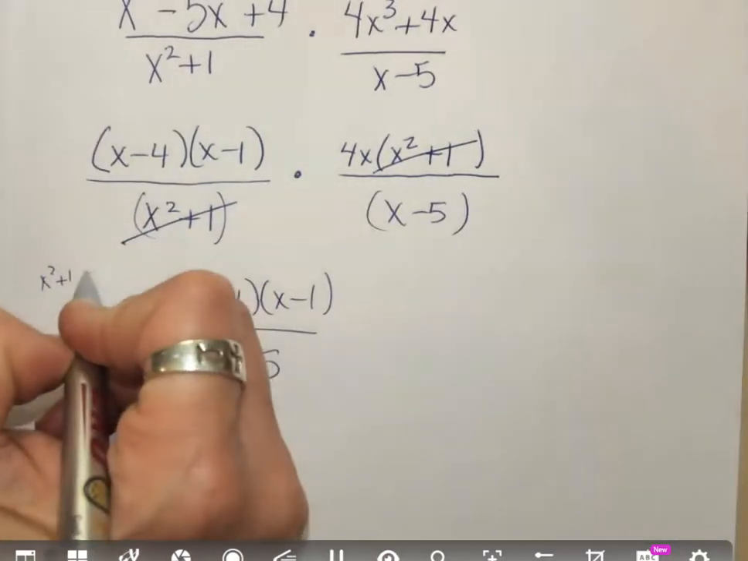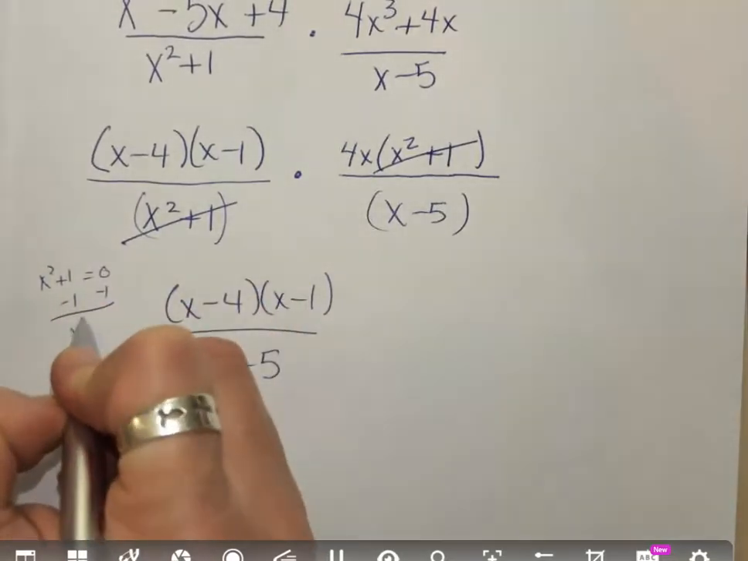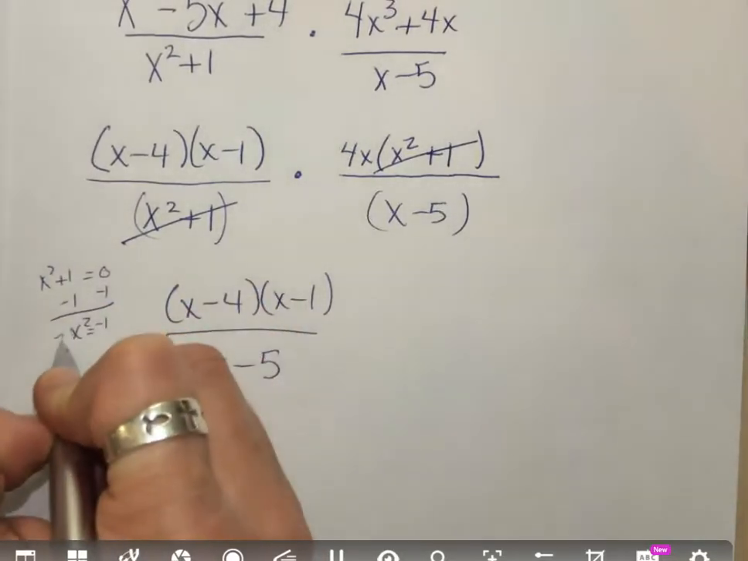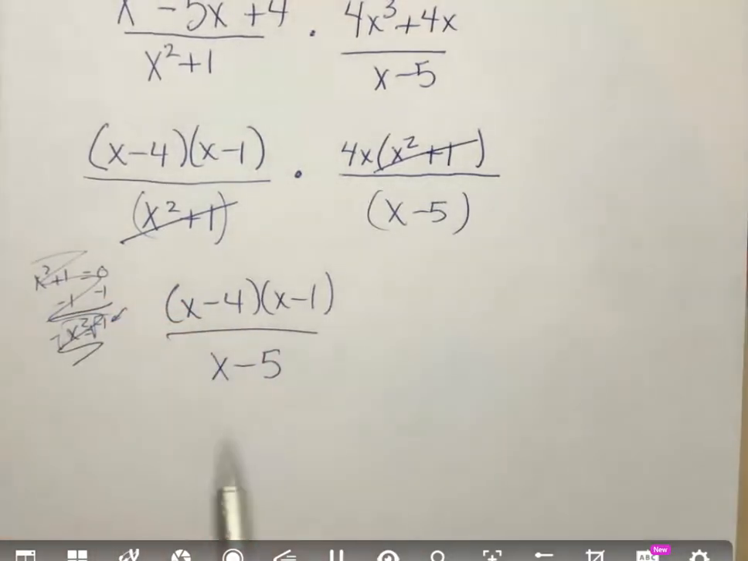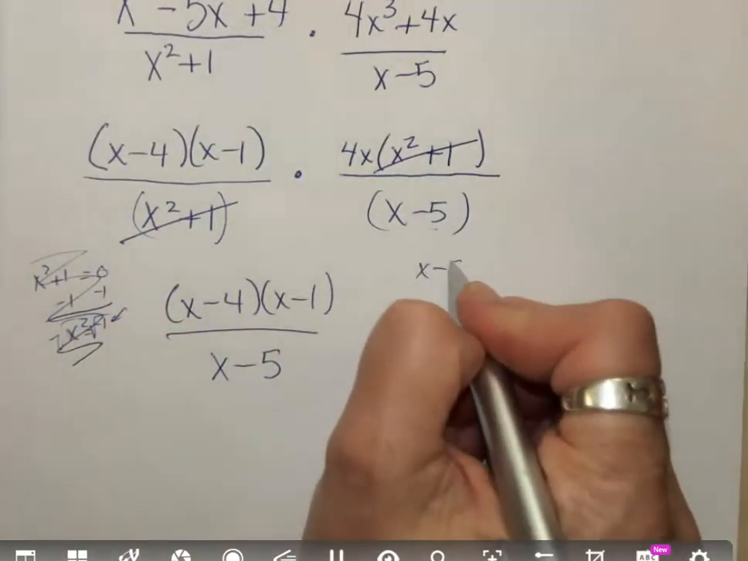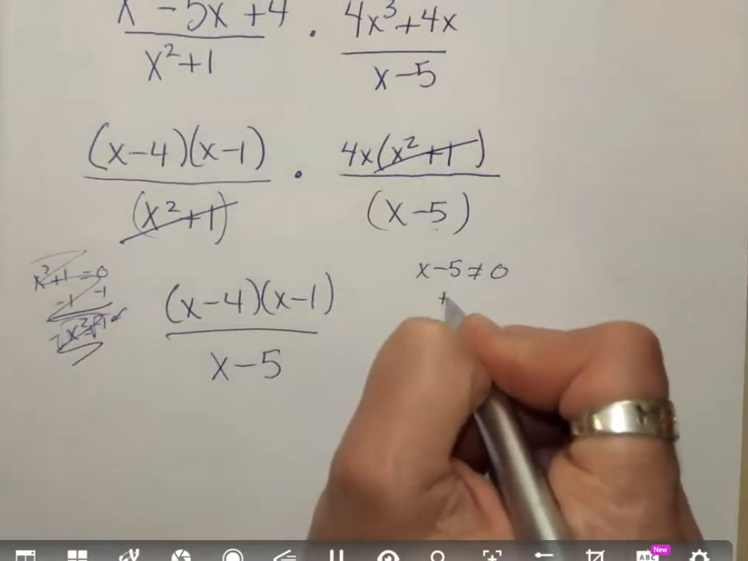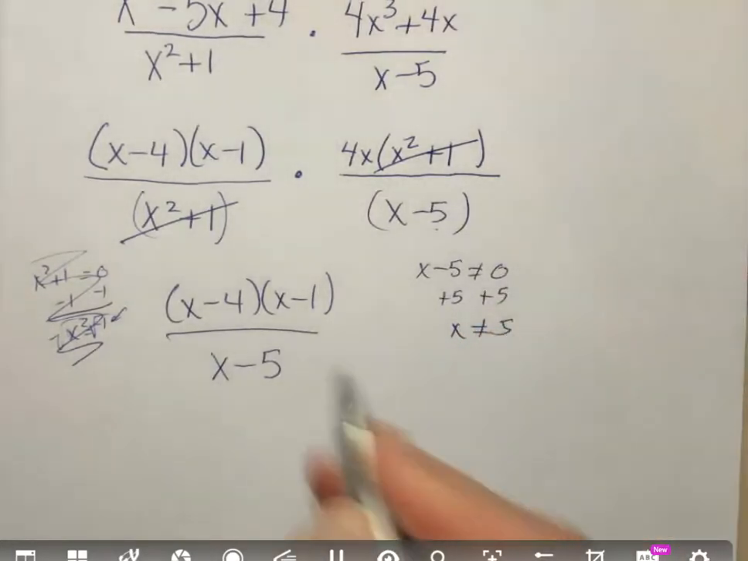And remember, sum of squares I cannot factor. So I have x squared is -1, and when I square root, I get an i. So that doesn't give me an undefined value, but this does. So x minus 5 cannot equal 0. So x cannot equal 5. That's in the denominator.